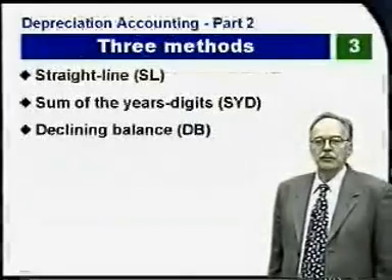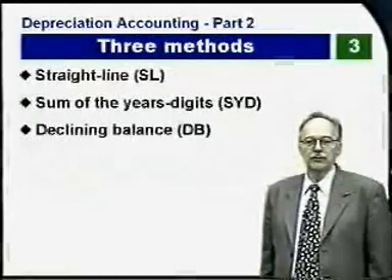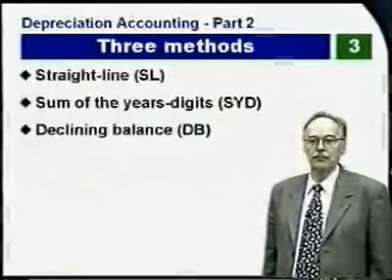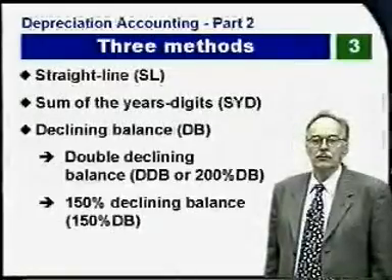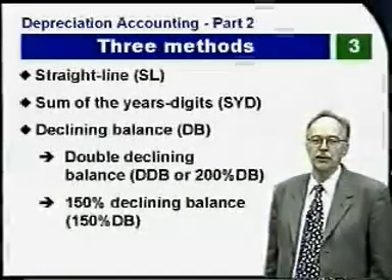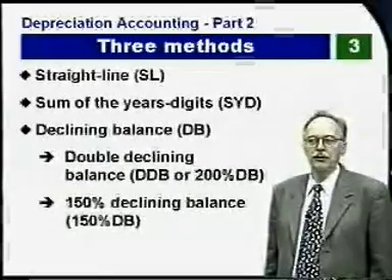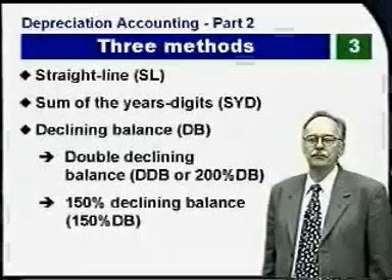We'll review 3 methods here: the straight line method, the sum of the year's digits method, and the declining balance method. The third is actually a family of methods. 2 important members of that family are the double declining balance method, DDB, or 200% DB, and the 150% declining balance method, or 150% DB.